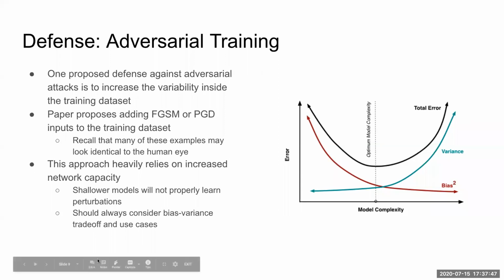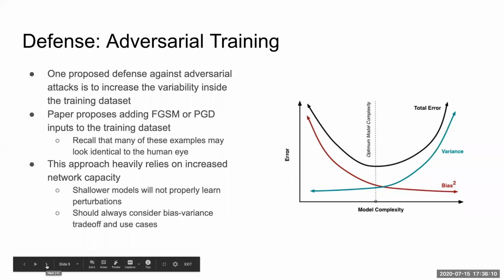And so the paper proposes adding those FGSM or PGD inputs to the training data set. And if you were to comb through these either on Platform AI or just go through them yourself, you might wonder, why do all of our images look the same? And that's exactly the catch: remember, they're all supposed to look the same, but they are mathematically different in their construction. And of course, this relies heavily on having what we call increased network capacity.